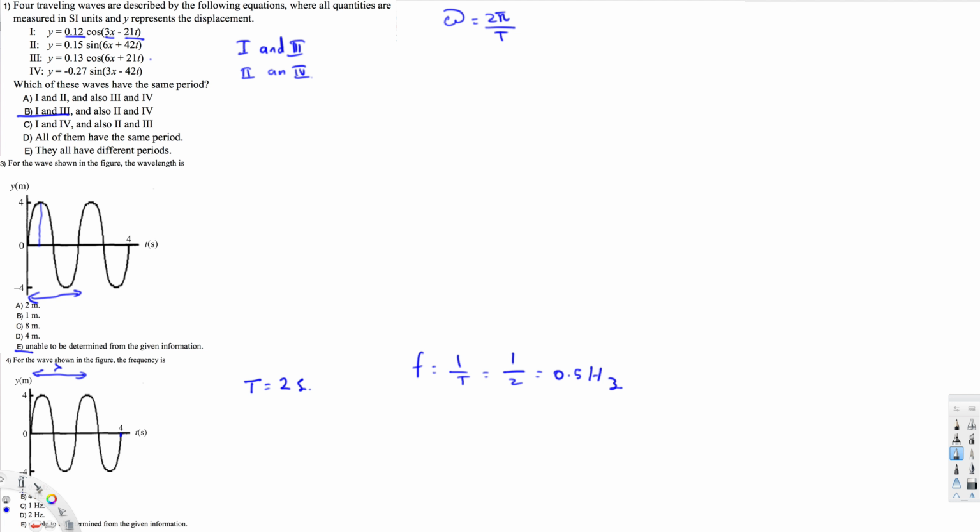That's our first answer. It's not showing right here because it's hidden. That's our answer for this question. And that's how we do these kinds of questions.